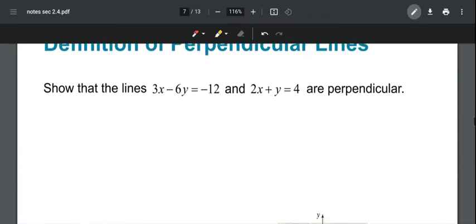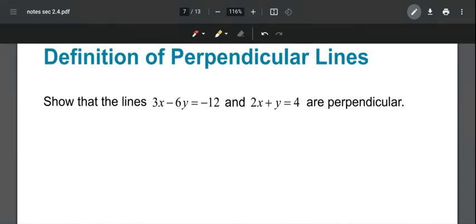So we're going to practice. We need to show that the two lines, 3x minus 6y equals negative 12 and 2x plus y equals 4, are perpendicular. So we have line 1 and line 2. To show that they are perpendicular, we're going to show that the product of those two slopes is equal to negative 1.